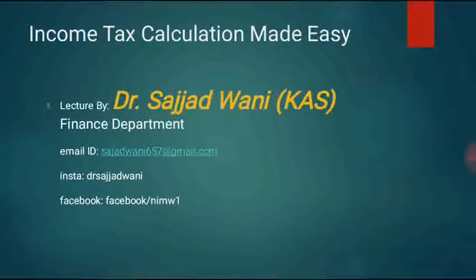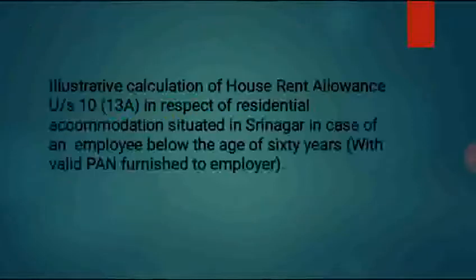I've received so many queries regarding the income tax calculation and I thought to make this video to clear some of the confusions. In this video we will focus on HRA. So this video is an illustrative calculation of house rent allowance under section 10 subsection 13A of the Income Tax Act in respect of all the residential accommodations situated in Srinagar or any part of the state of J&K in case of an employee below the age of 60 years. That means he has not retired yet, with a valid PAN furnished to the employer.